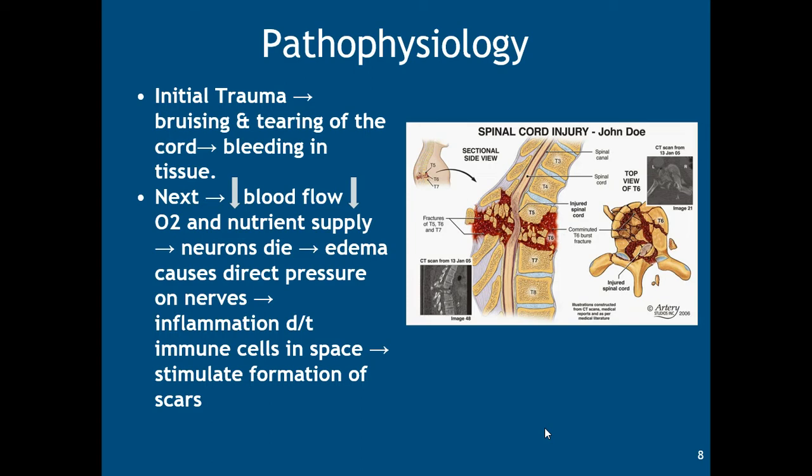So with this picture with John Doe, you can see the fractures of T5, T6, and T7, with T6 being a burst fracture, all those shards, and then the injury to the spinal cord caused by the burst fracture. You see how the spinal cord is sort of indented there. That's from that burst fracture.